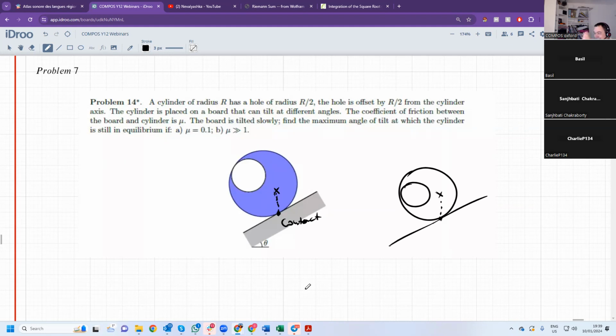If you're stable, if you are not moving, then the point of contact and the center of mass are on the same vertical line. The center of mass could be above or below, or at the same point. If the center of mass is above, it's unstable equilibrium. If it's below, it's stable equilibrium, and in the middle, it's neutral.